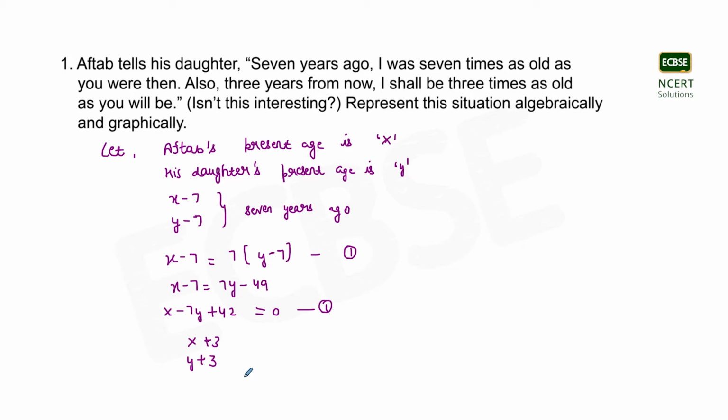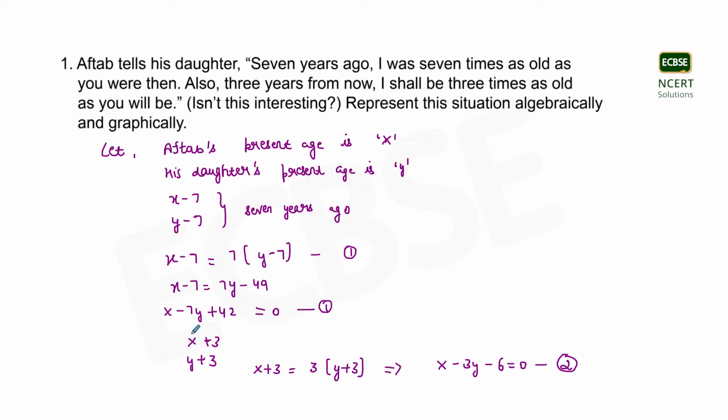right? And according to the statement given by Aftab, Aftab's age will be 3 times his daughter's age. So this is a linear equation formed from the second statement. Simplifying it, we will obtain x minus 3y minus 6 is equal to 0. Let this be marked as statement 2. So we have formed two statements, and from the two statements we have formed two linear equations marked by points 1 and 2 respectively.